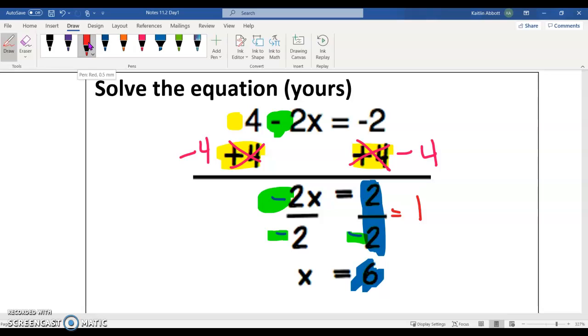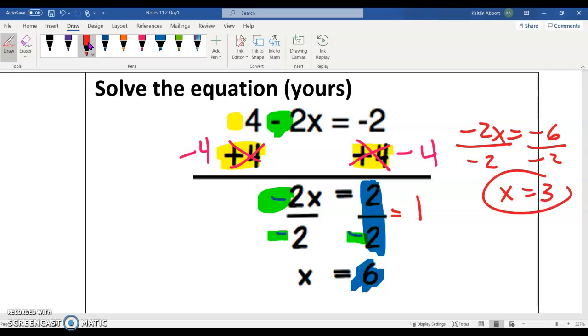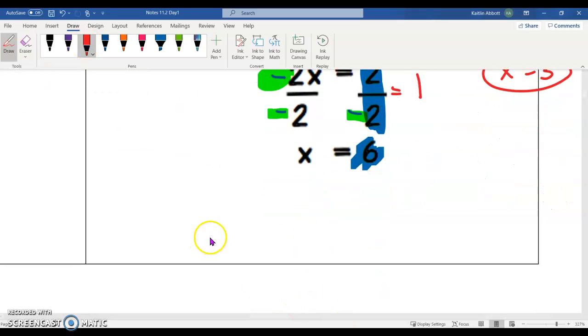So if you solved this for yourself, you would have had, see, if we subtract 4 from both sides, we would have had negative 2x equals negative 2 minus another 4, negative 6, divide by negative 2, divide by negative 2, x equals 3. There you go. Good job. You found all 3. If not, you'll have extra practice later.